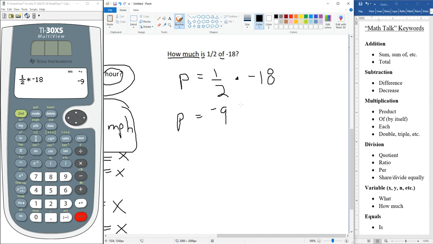Now, if we want to check this problem, what are we going to do? Well, we're going to plug it back in, right? So if P equals negative 9, then negative 9 is going to equal 1 half times negative 18. Whenever we plug something in, we put it in parentheses, right? So we take that negative 9, put it in parentheses, and we get parentheses negative 9 equals 1 half times negative 18.